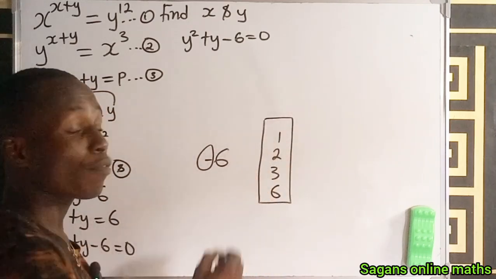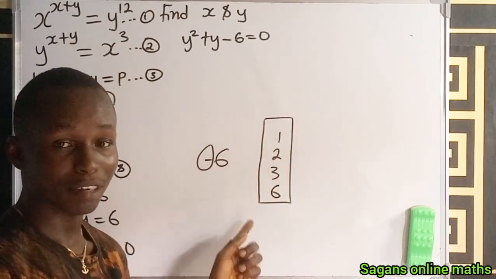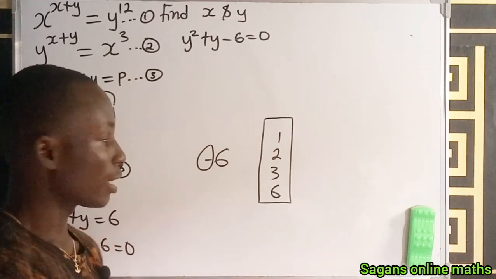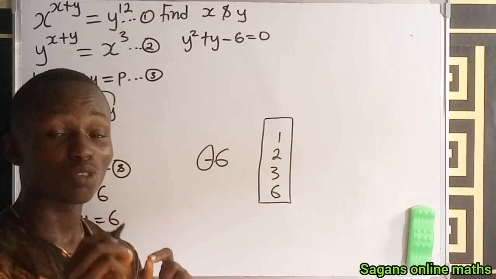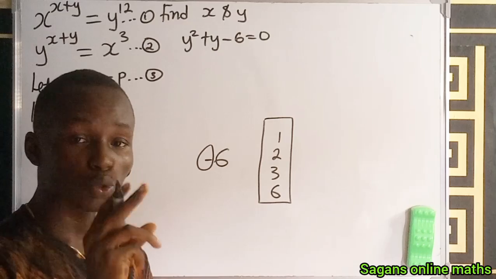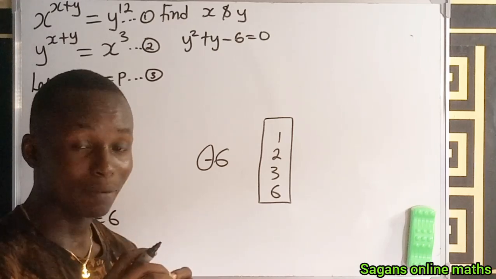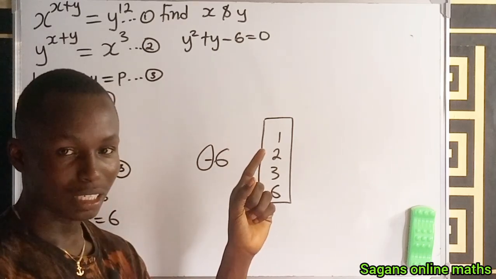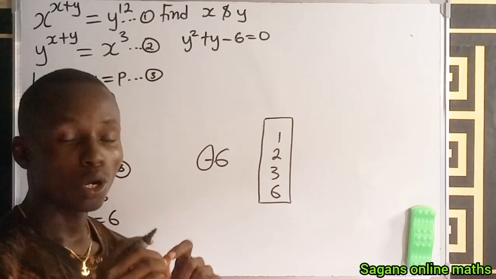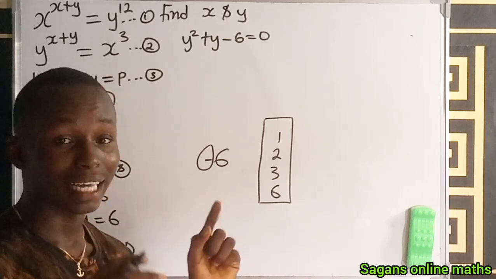They are called factors because these numbers can divide exactly without any remainder. From here, let's pick two numbers. Since you are solving it by factorization method, let's pick two numbers or two factors. If you multiply them, we have minus 6, which is the constant term. If you add them or subtract them, we have 1, because the coefficient of y here is 1.